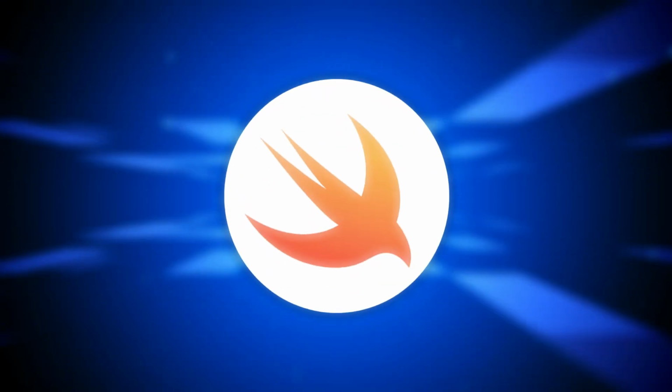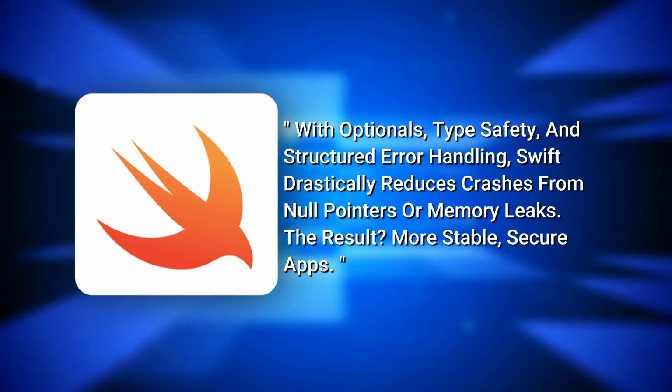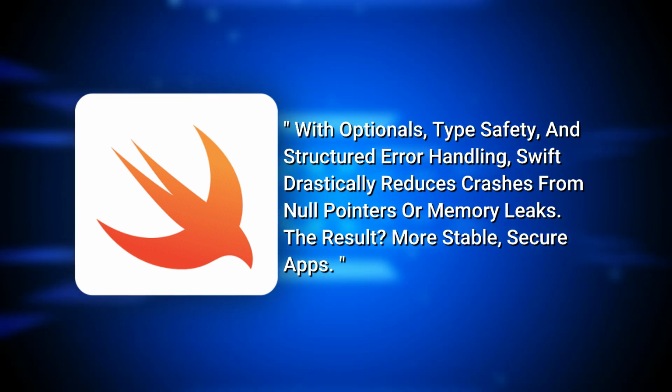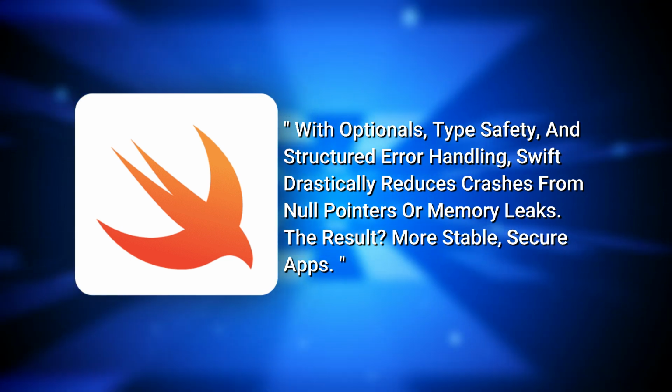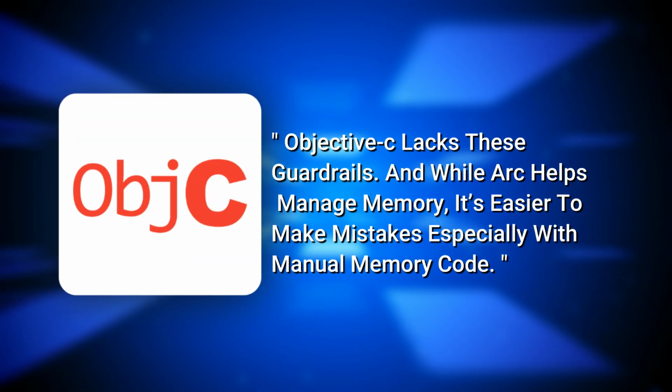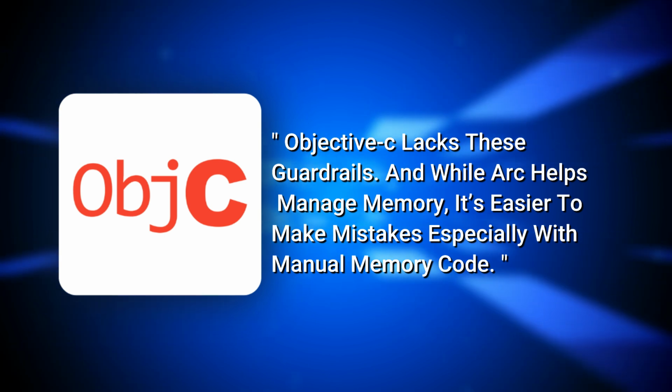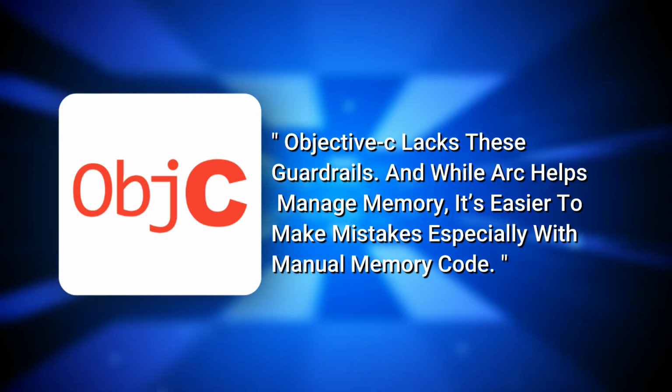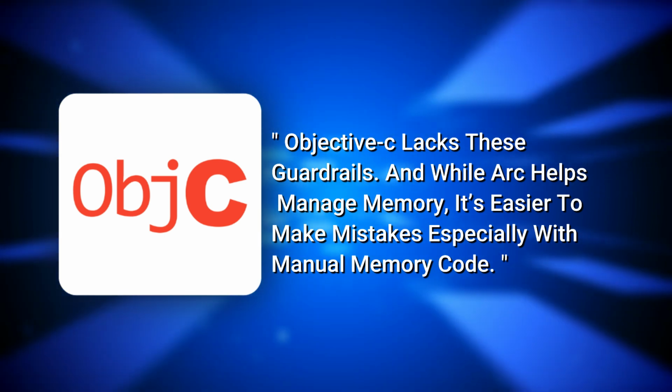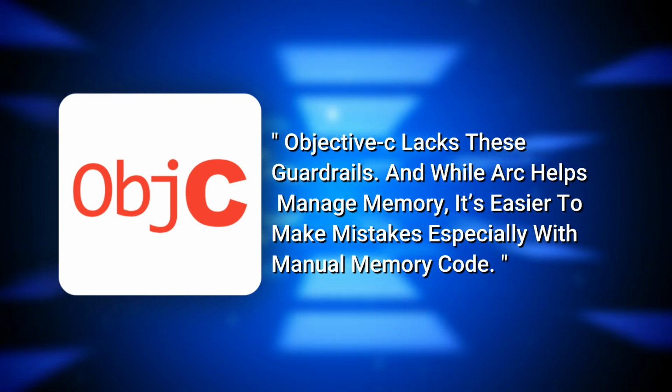Swift was designed to prevent bugs before they happen. With optionals, type safety, and structured error handling, Swift drastically reduces crashes from null pointers or memory leaks. The result? More stable, secure apps. Objective-C lacks these guardrails. And while ARC helps manage memory, it's easier to make mistakes, especially with manual memory code.